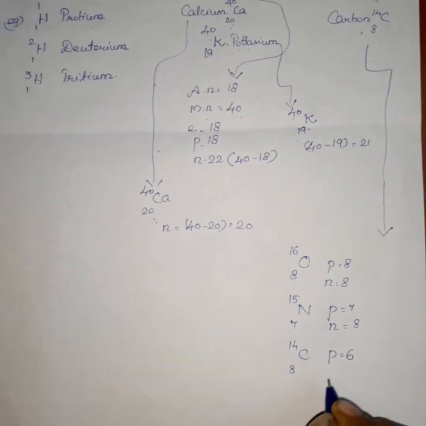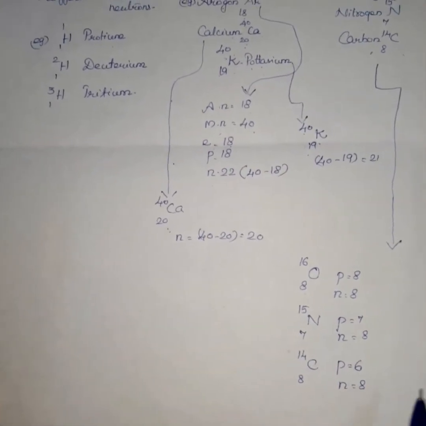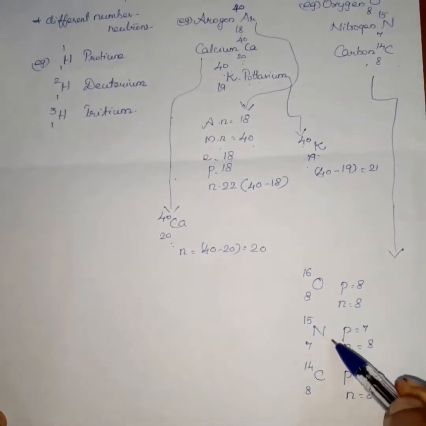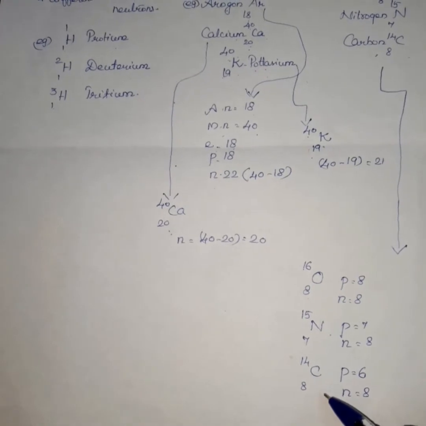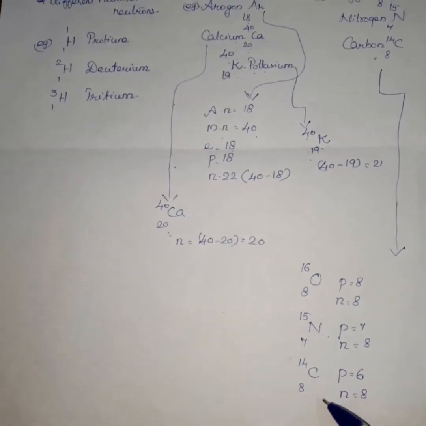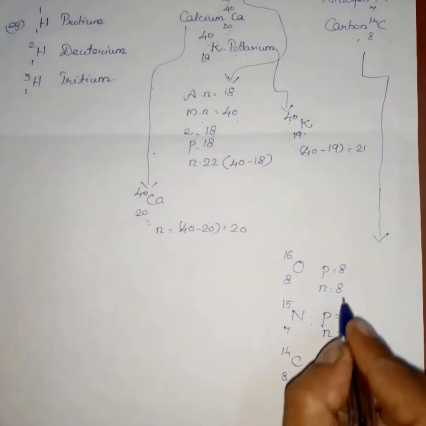And how many neutrons? 8. Okay, here listen. Oxygen, nitrogen and carbon are isotones because they have the same number of neutrons, 8.